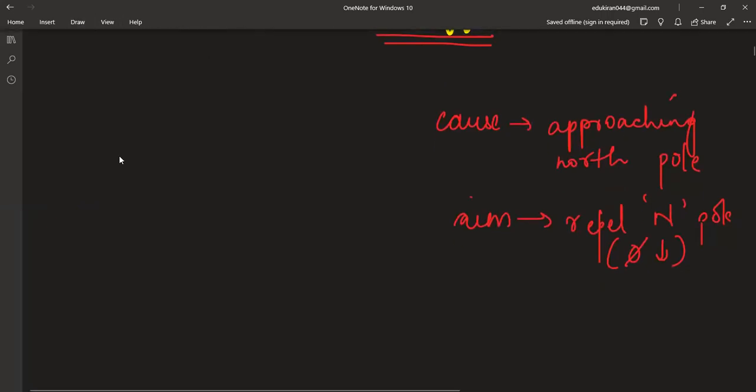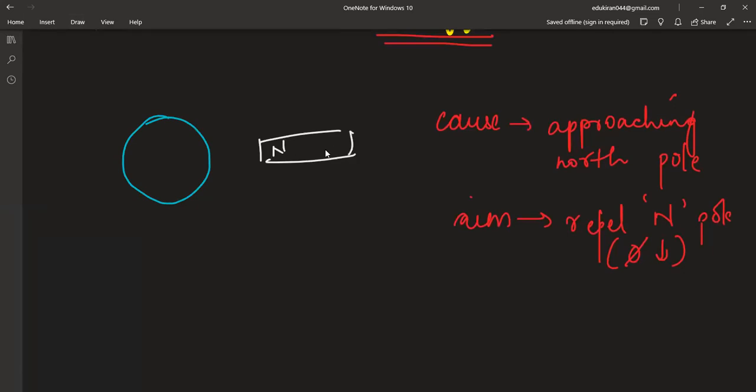In this example, let's say this is a circular coil. I'll have a bar magnet over here, and this is the North Pole and this is the South Pole. I am bringing the North Pole of the magnet with, let's say, a certain velocity v near the circular coil. If the magnet is coming near the coil, magnetic field lines will increase in the coil because the magnet is coming near its vicinity. So what is the cause? The cause is the approaching North Pole, which points towards the coil.